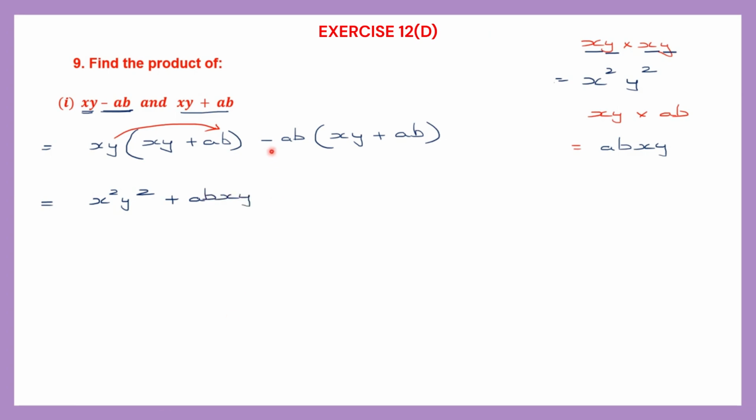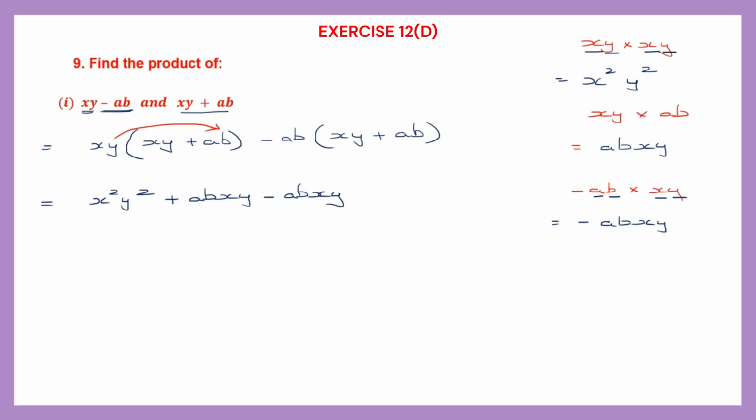Now let's go to the second part, minus AB into XY. So let's multiply minus AB into XY. So minus AB into XY. So the sign will be minus and we have 1A, 1B, 1X and 1Y. So that will be ABXY. So this is minus ABXY. So this is over.